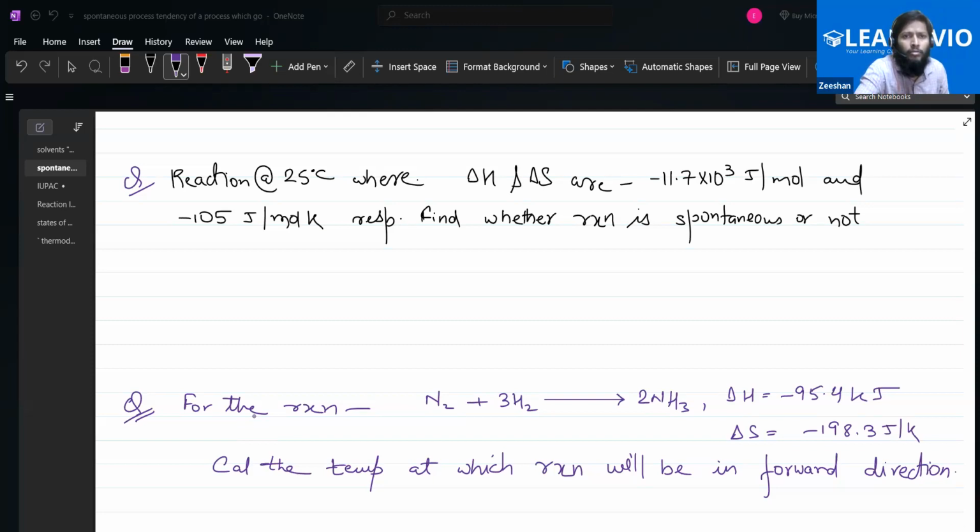Jovita, are you having some problem? You just have to put the data in the formula. That is it. There are some issues like degree centigrade to Kelvin, you have to convert it. Or if there is some kilojoule present, you have to convert in joule. Or if both are in kilojoule, then no problem. Means you have to make the same unit.